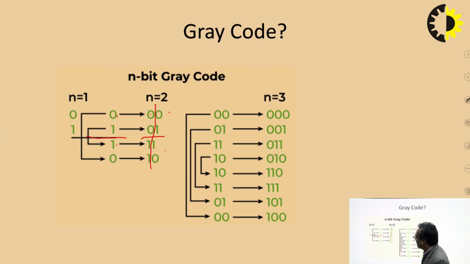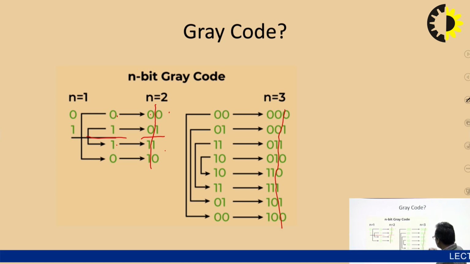If you go for n equal 2, and n equal 3, again you can see this is the mirror code of this. You can mirror by this, right? So this is one kind of Gray code, right?